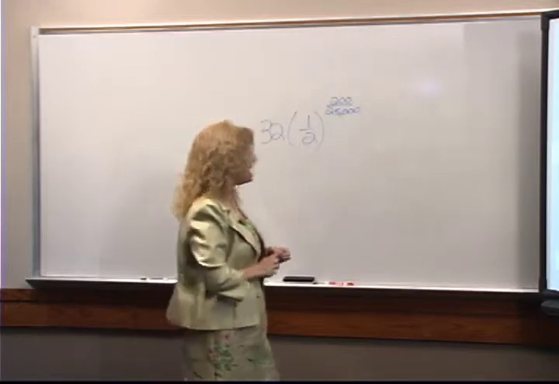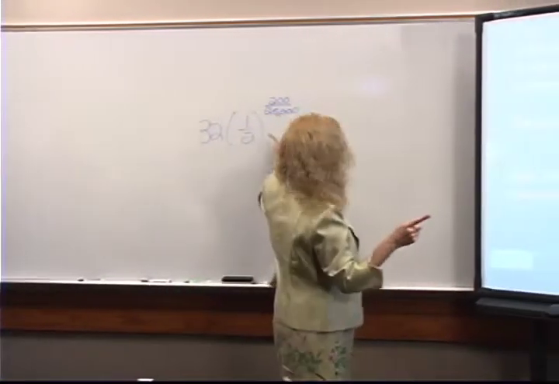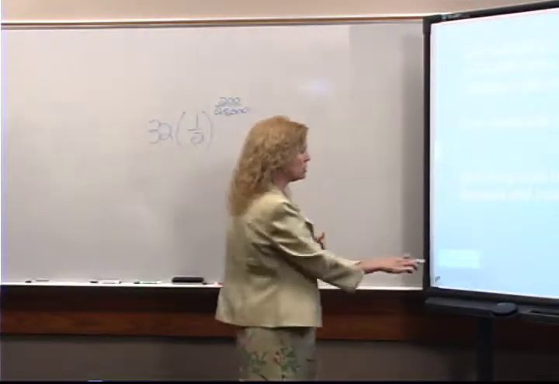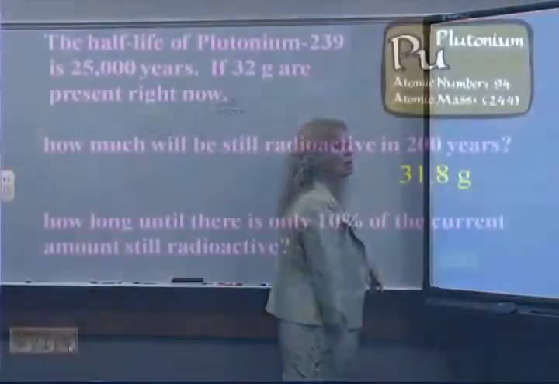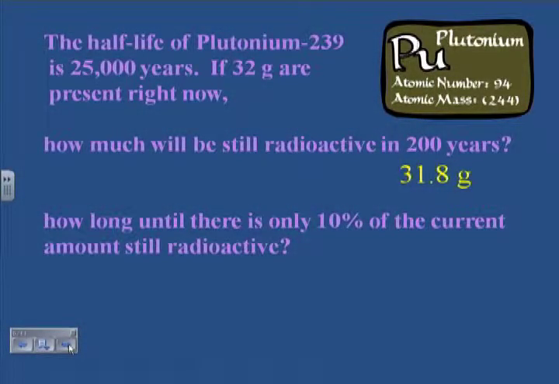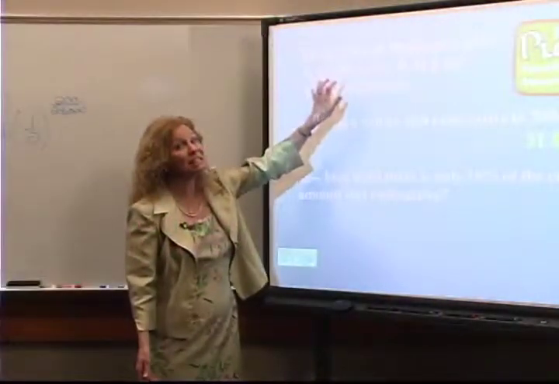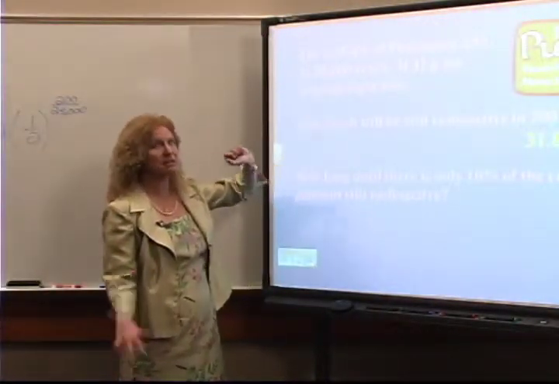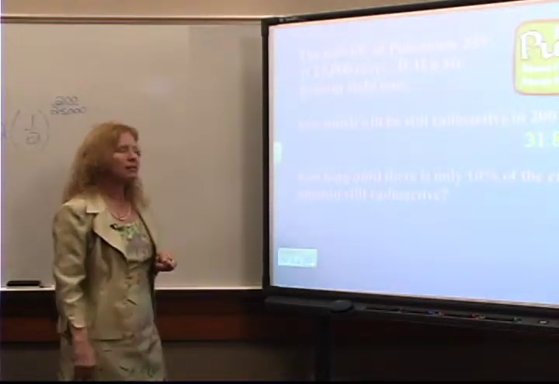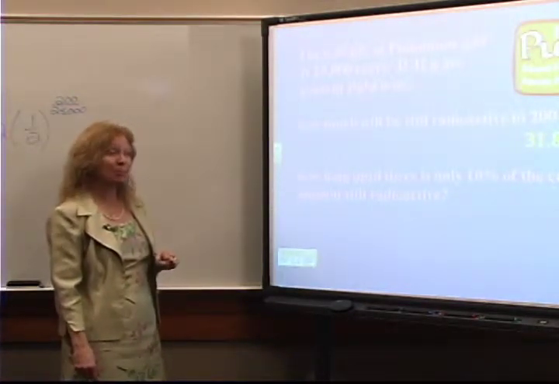And as you run this calculation, because that's not something I'm easily going to compute in my head, we come up with 31.8 grams. And then you have to ask yourself, was 31.8 grams an acceptable answer? Yeah, because if this is only 200 years and it takes an entire 25,000 to decay half of it, that is a totally acceptable answer.